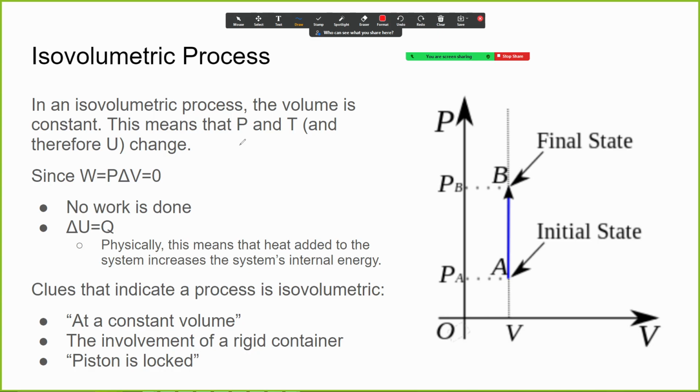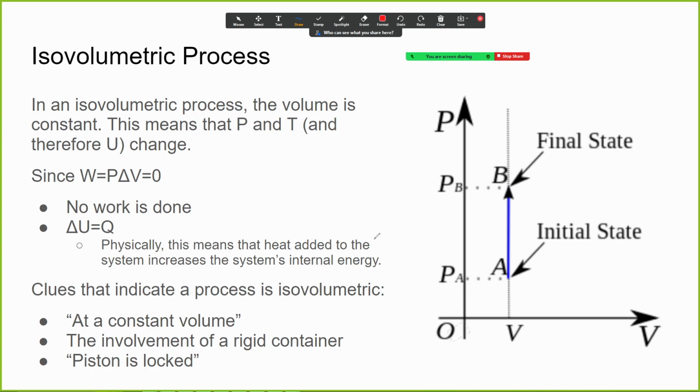So if volume isn't changing, we know that there is no work done, and if there's no work done, the first law of thermodynamics just becomes delta U is equal to Q. So if you think about that in terms of a physical quantity of gas that you have, that means that the heat that's added to the system is what is going to cause an increase in the system's internal energy.